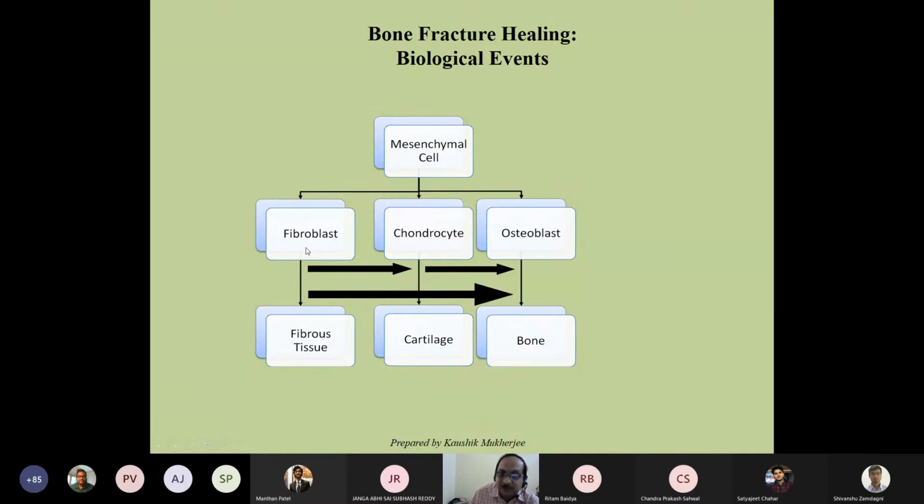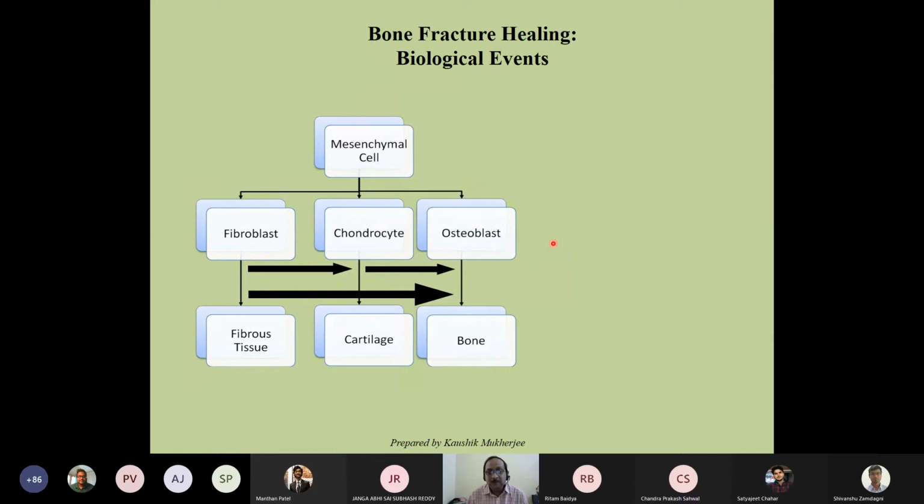Each fibroblast can also differentiate into chondrocyte and osteoblast. Chondrocyte can differentiate into osteoblast, but not the reverse. And each will produce different kinds of tissue. Fibroblast can directly produce fibrous tissue. Chondrocyte can produce cartilage. Osteoblast can produce bone, as you all know. Bone forming cells produce bone.